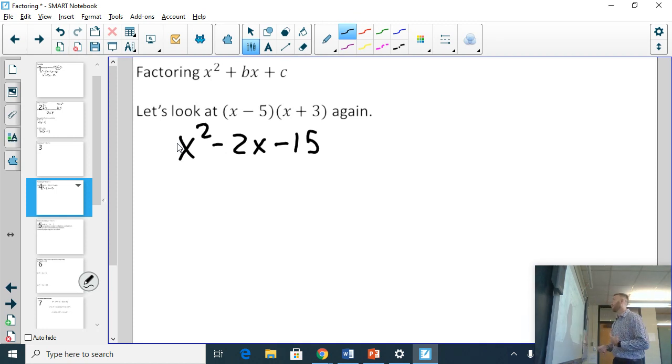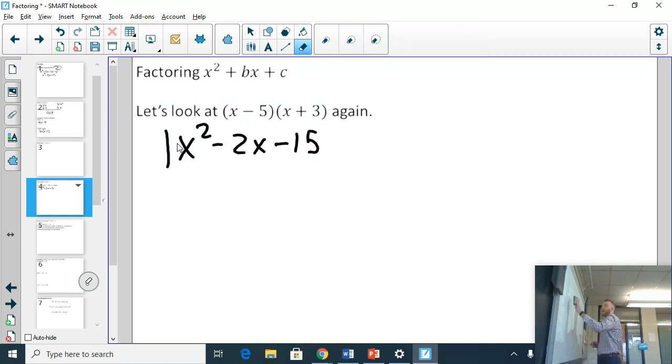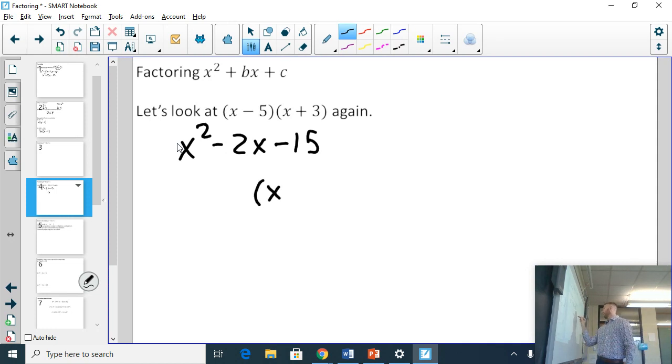And how does that help us? When we have a single x squared, there's an invisible 1 in front of it. When we just have x squared, it means we're going to have an x times an x, because if I had a 2x on one of these, that would get us 2x squared. So they both have to be just x and x. We know that's how we have to start out. And then we know that these last two numbers, negative 5 and 3, have to multiply to this last number, and that minus 5 and that plus 3 add to be that middle number.